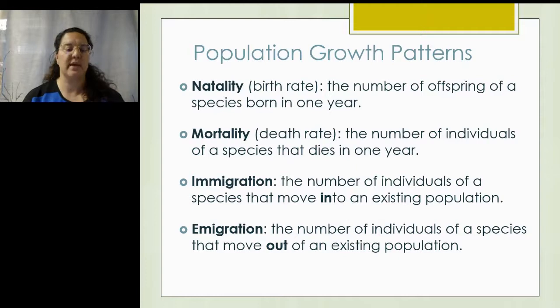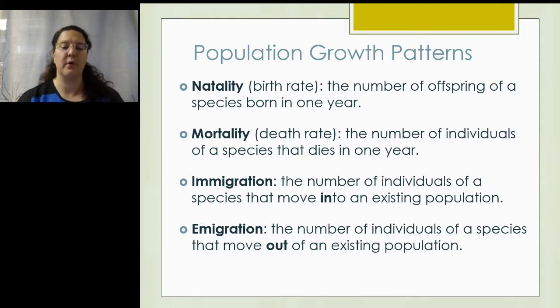So, two ways that a population will increase are by increasing the natality or the birth rate, which is the number of offspring born in a species in a single year, and immigration, which is the number of individuals of a species that move into an existing population. So, natality and immigration are ways that a population can increase. Mortality or death rate, the number of individuals that die in a single year, and emigration, the number of individuals that move out of an existing population, are how a population would decrease.